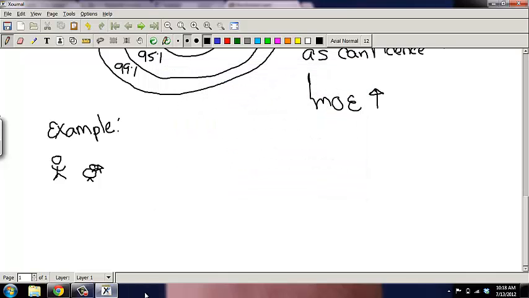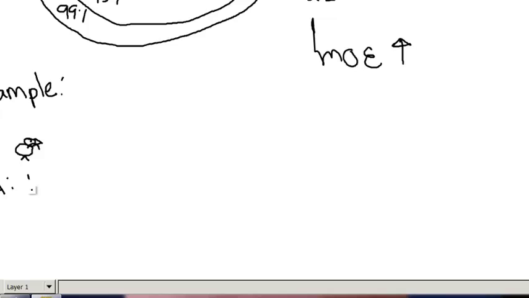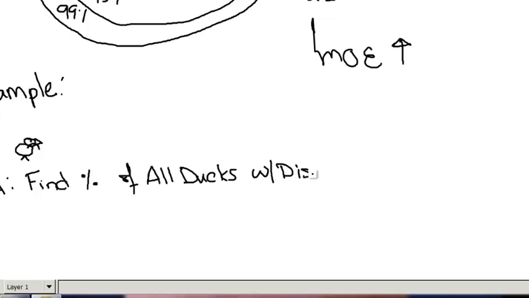So instead what he's going to do is he's going to take a sample. So let's start out with what is his goal. His goal is to find the percentage of all of his ducks that have the disease. Percent of all ducks with the disease. And remember that this percentage, the one that he's looking for, that's the parameter.